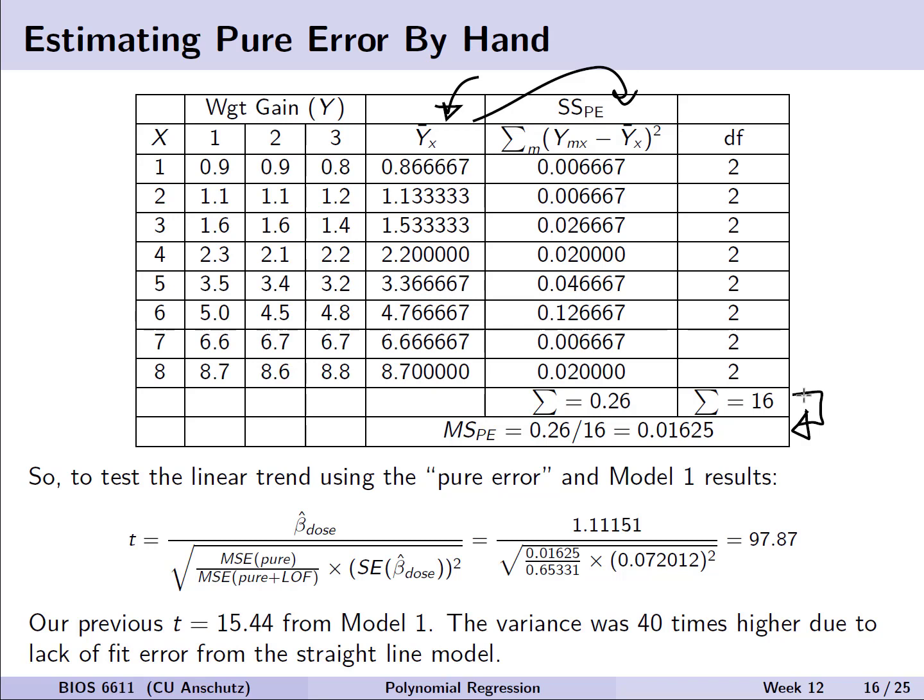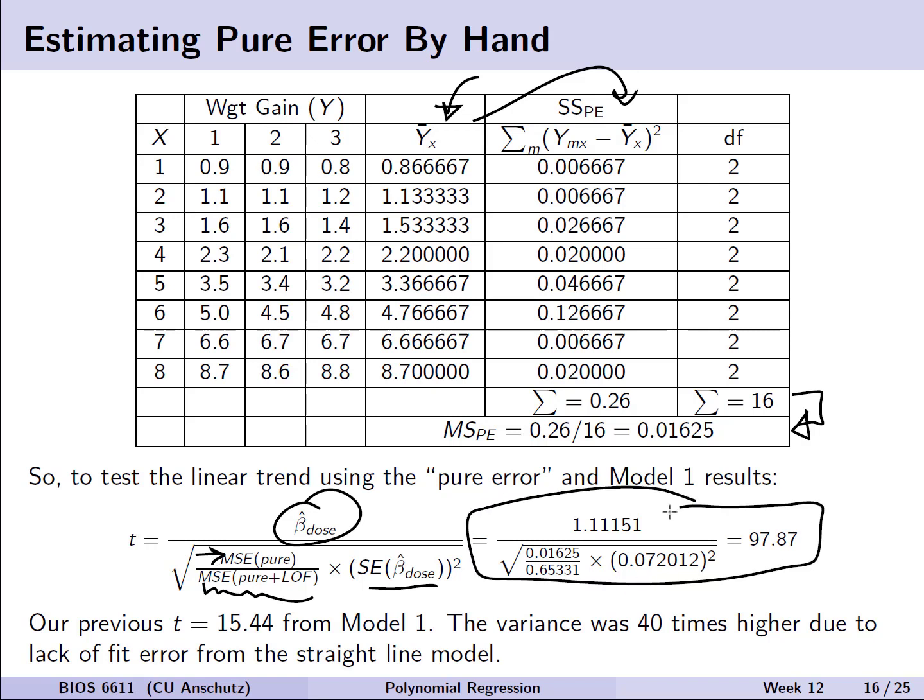We can then use this information to calculate the improvement or lack thereof for different models. For example, to test the linear trend using the pure error and the model 1 results we had before, we can take the information we had for the estimated beta hat dose and its standard error, as well as its mean square error from our ANOVA table, and we can then plug in the pure error we have above. We put them all in over here, and we see that we get an estimate of 97.87. Our previous t-statistic for model 1 was 15.44. So we can note here as well the variance was 40 times higher due to the lack of fit error from the straight line model.